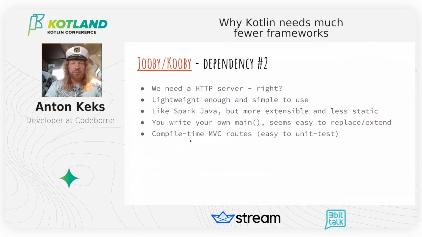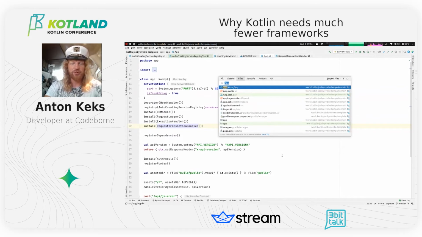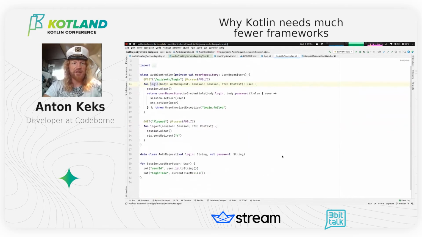But the thing that I like the most right now is the compile time MVC routes, which are really easy to unit test. So let's look at some controller examples. For example, what I have in this project. It also supports annotations, and these annotations are actually compile time annotations. There is no bytecode manipulation at runtime. So when you compile your project, this will be converted into a post route, like we have seen before.